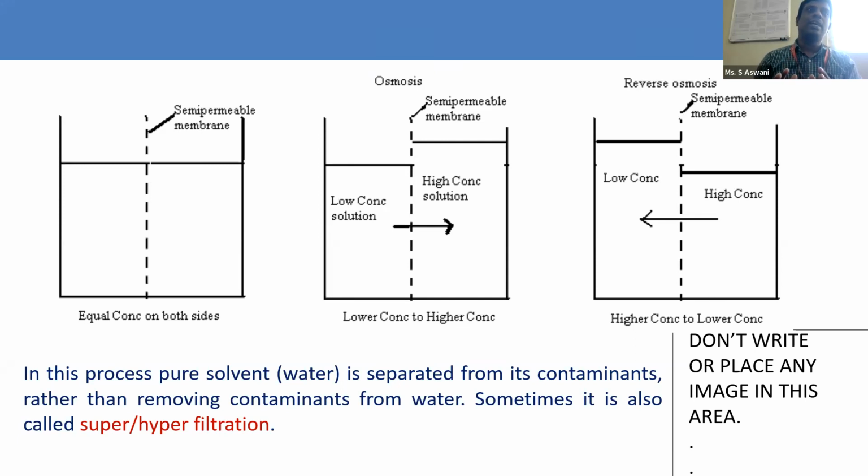Due to this reason, current is also generated. So if cations and anions are present, the ions will diffuse. Gases can also diffuse.